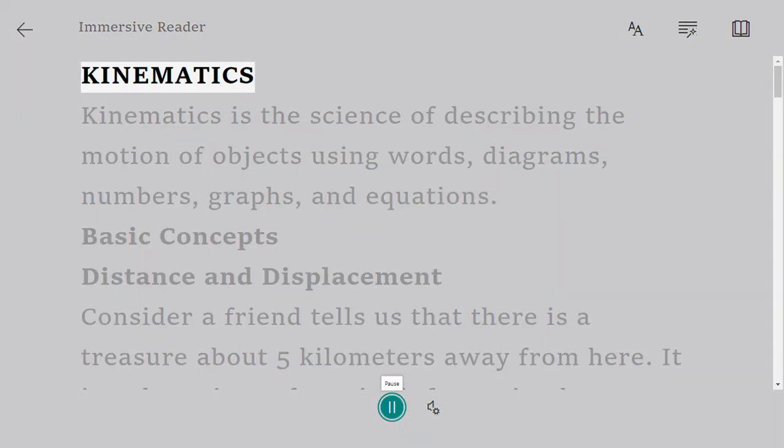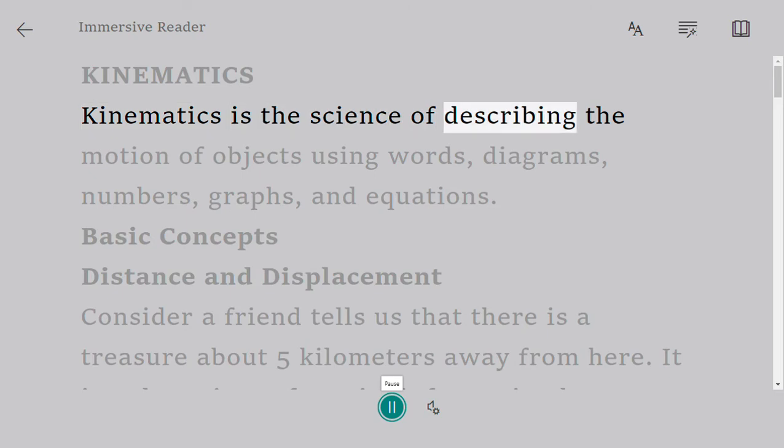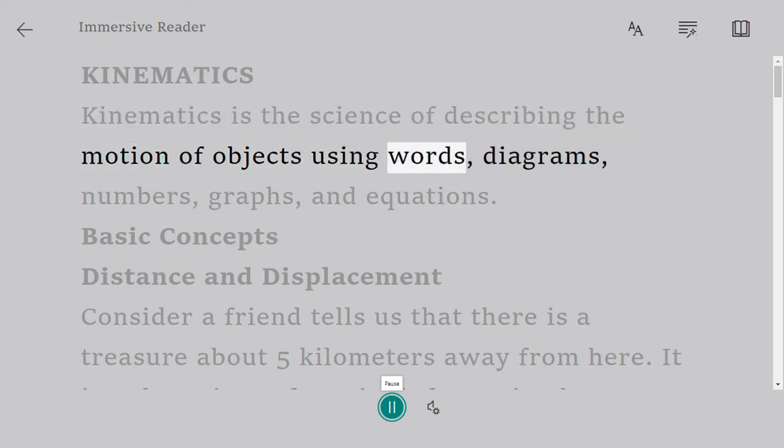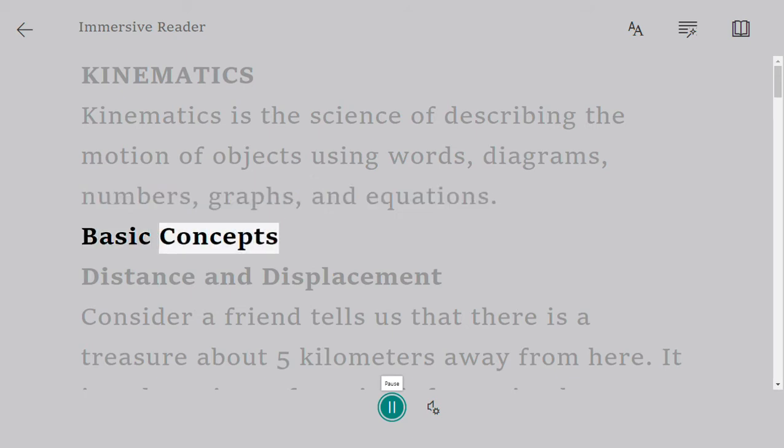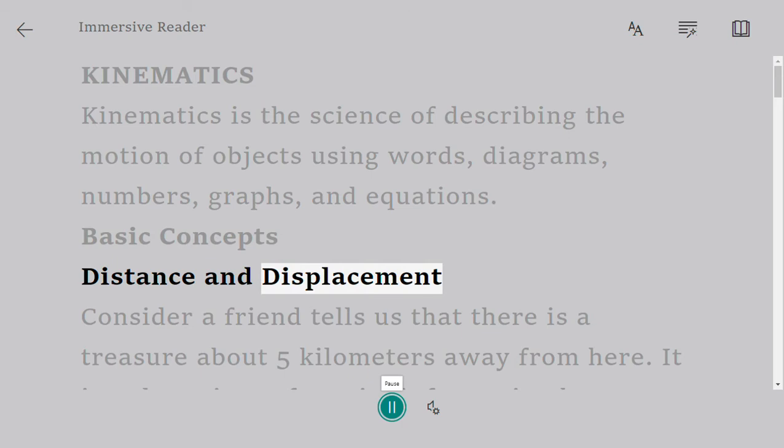Kinematics. Kinematics is the science of describing the motion of objects using words, diagrams, numbers, graphs, and equations. Basic concepts. Distance and displacement.